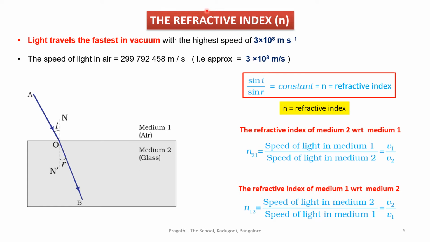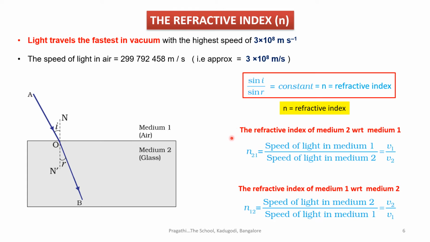So we are learning about refractive index. What is refractive index? We know that as per Snell's law, sine of incidence divided by sine of refraction is equal to a constant. That constant we call n, which is nothing but the refractive index. So this is very important.